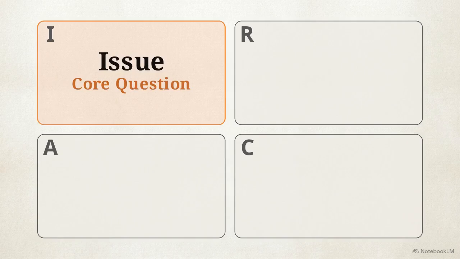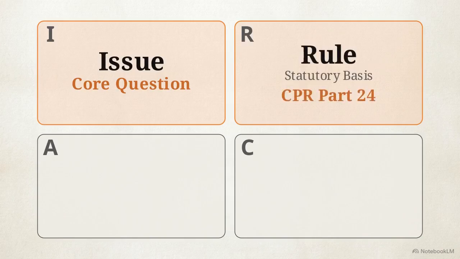The IRAC method, issue, rule, application, and conclusion, functions as a dynamic roadmap to keep the judge oriented during your submissions. The central issue is whether the defendant can realistically defend the debt claim for the 37 non-defective roofs. The governing rule is the statutory anchor we previously identified, CPR Part 24.